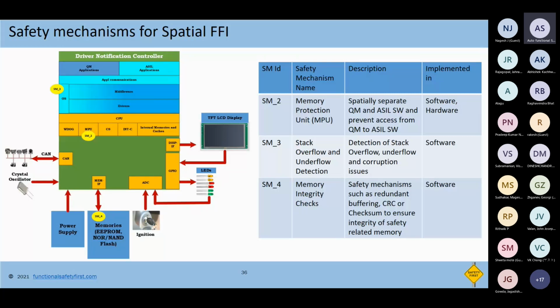And lastly, we also have the external memory in our system, which is the EEPROM, NOR, and NAND flash. So we would have to think about how we prevent a corruption of, let's say, the safety-related content in the EEPROM or the external flash memory. For which we will have to implement, let's say, a redundant buffer or a CRC or a checksum. There are many different methods that are given in the standard, but these would be some of the mechanisms that we will have to deploy in order to achieve FFI in the external memory. Next slide, please, Sridhar.